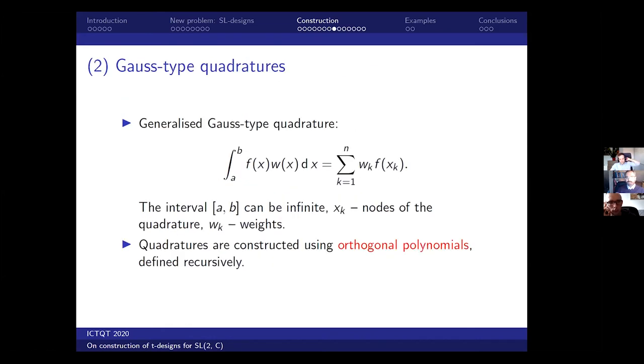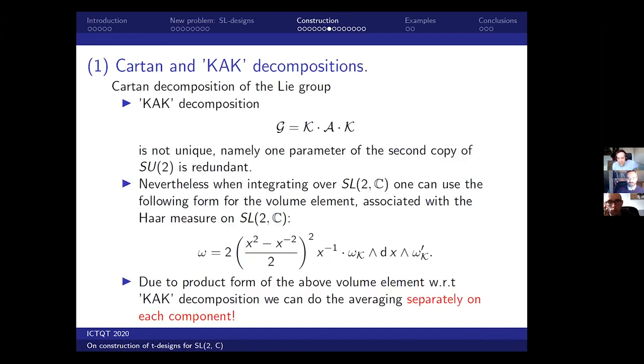Sorry, I maybe got lost again. Is the final message the following: if you take Haar measures on K separately, and the Haar measure on A, all in all you get the Haar measure on SL(2,C)? Sorry, maybe I didn't get the main message that you wanted to get across.